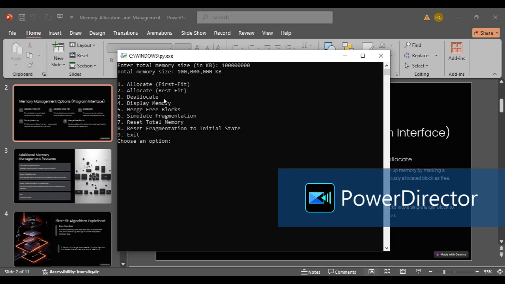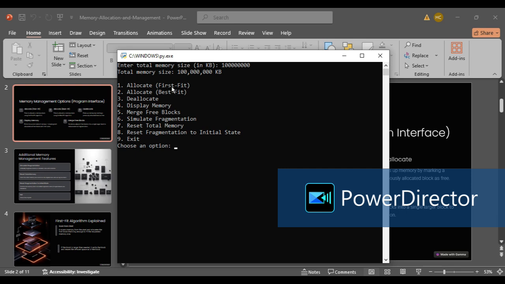Let's quickly run through what each option does. We have allocate using first fit. What this does is that it tries to allocate a memory block using the first fit algorithm. And then two, we have allocate using best fit. This also tries to allocate a memory block using the best fit algorithm. And then we have deallocate. What this does is that it frees up memory by marking a previously allocated block as free.